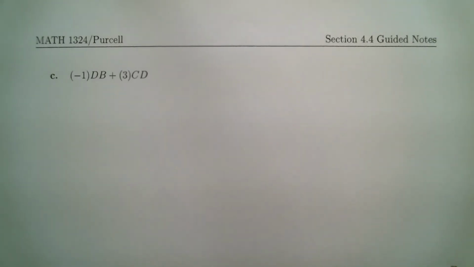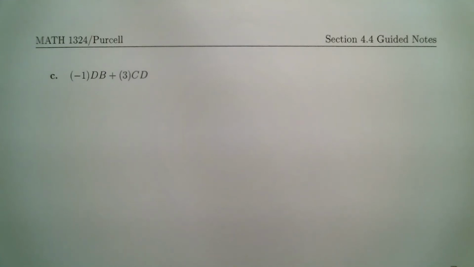Okay, example 8C. -1 times D times B plus 3 times C times D. Okay, so there's a lot going on in this question. There's matrix multiplication, there's scalar multiplication, and then there's addition. Do not try to do a problem like this all at once.